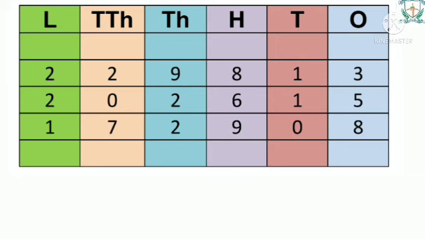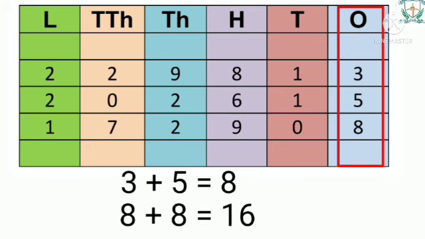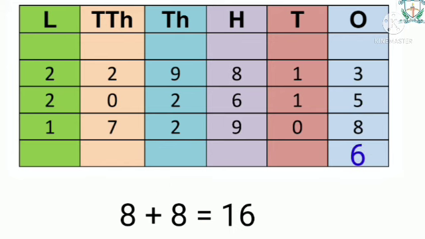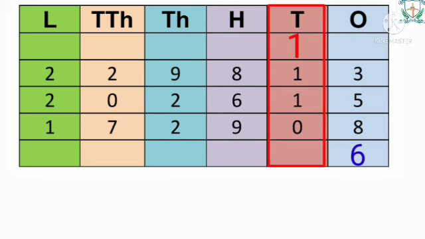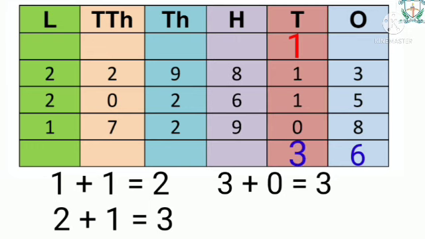Let us begin the addition from 1's place digits. That is, 3 plus 5 is equal to 8. 8 plus 8 is equal to 16. Write 6 in 1's place and carry forward 1 to 10's place. Then add the digits in 10's place. 1 plus 1 is equal to 2. 2 plus 1 is equal to 3. 3 plus 0 is equal to 3. Write 3 in 10's place.